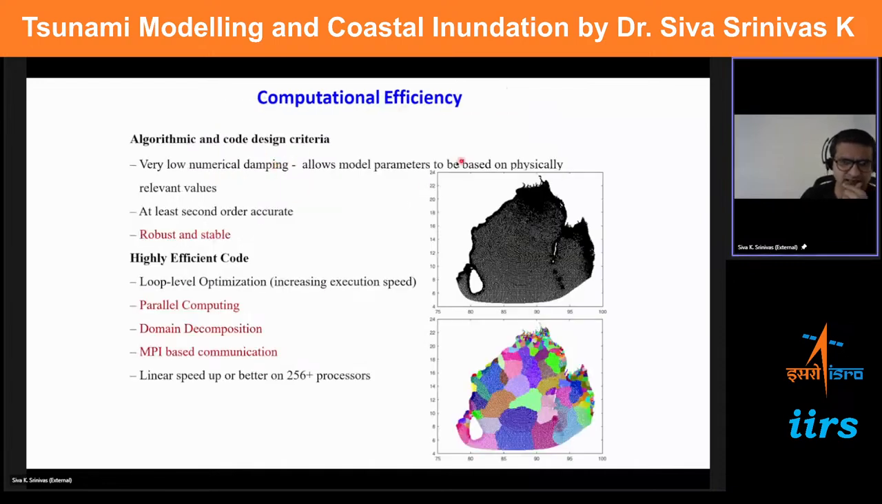So the code also supports parallel computing. You can use as many processes as you want. It solves on the unstructured grid, which is highly beneficial.